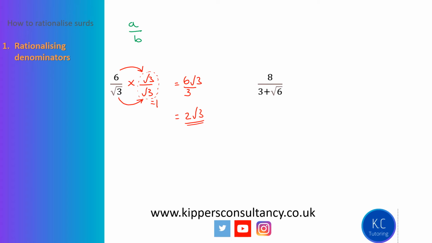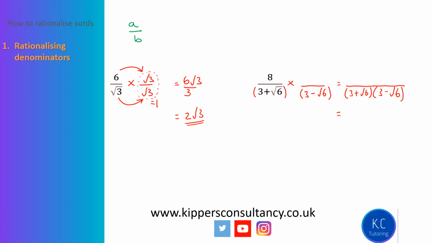Let's now take a look at the other example of 8 over 3 plus root 6. This is slightly more complicated, and we have to make use of something called the difference of two squares. So 3 plus root 6, if I multiply this by 3 minus root 6, I make use of a thing called the difference of two squares. So that would be 3 plus root 6, 3 minus root 6. This would be what my denominator would look like.